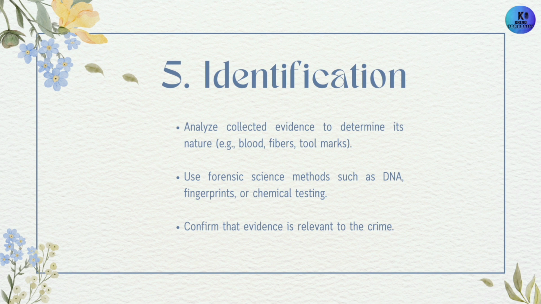Step 5, identification. Identification is a step where collected evidence is analyzed in the laboratory to determine what it is, such as blood, drugs, fingerprints, or weapons, etc. These can be analyzed by performing preliminary and confirmatory analysis. Forensic scientists and lab technicians are essential here, using specialized techniques to accurately identify the evidence.